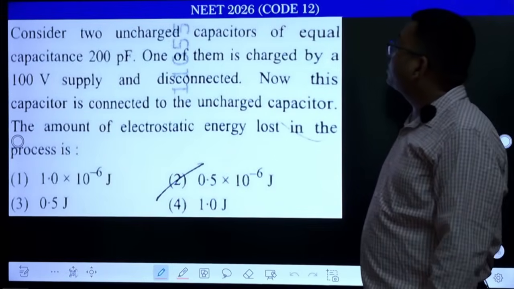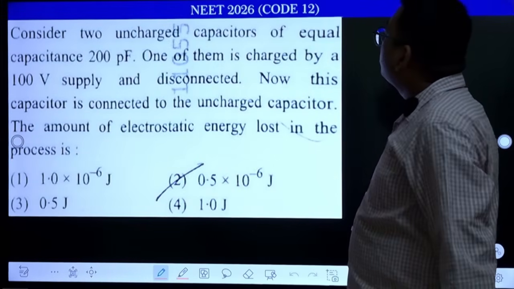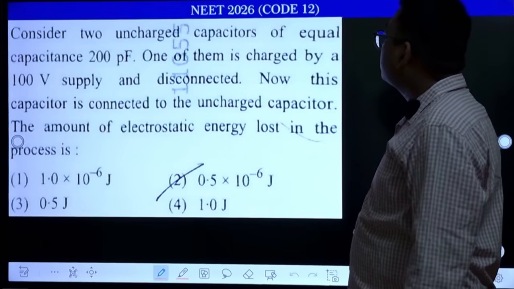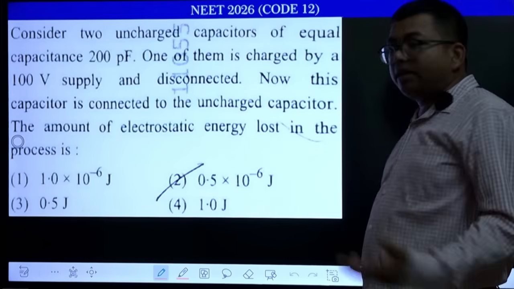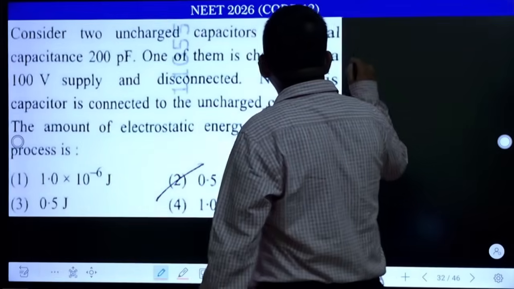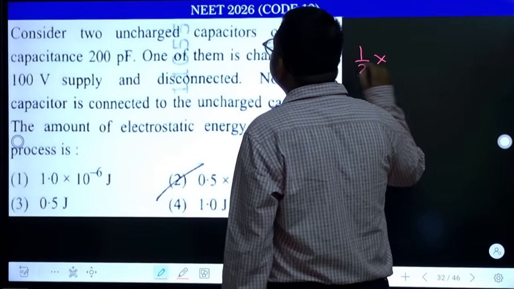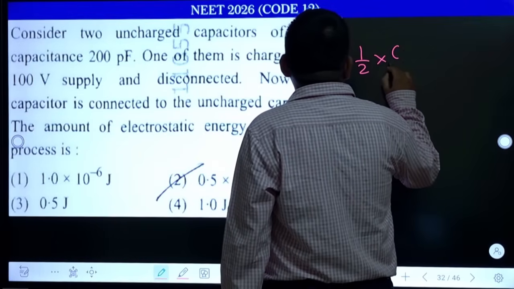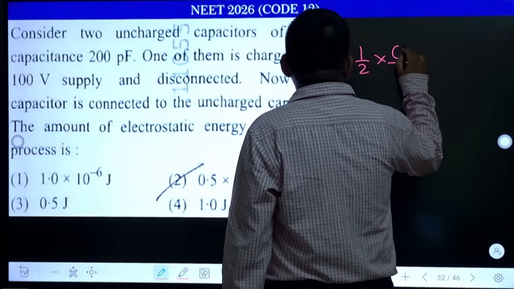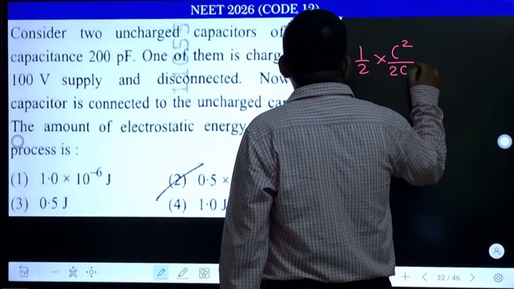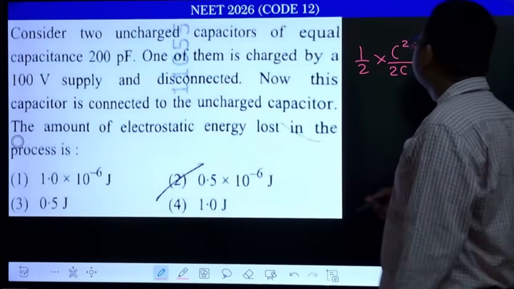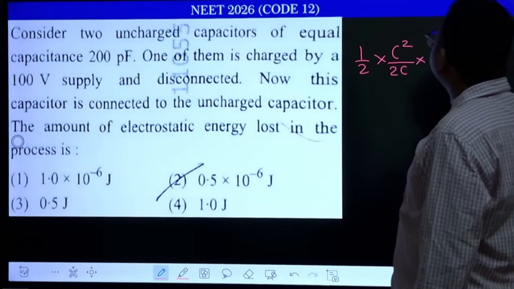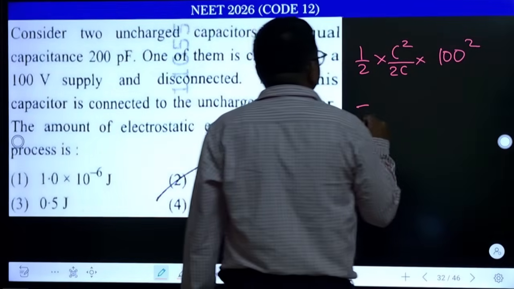Consider two capacitors of equal capacitance. One of them is charged by a 100 V supply and disconnected. Now this capacitor is connected to the uncharged one. The formula for the lost energy is what? Half C1 C2 by C1 plus C2, both are the same. So C into C by C plus C. So C square by 2C, into voltage squared, V square, 100 square. Just calculate this, very easy calculation.